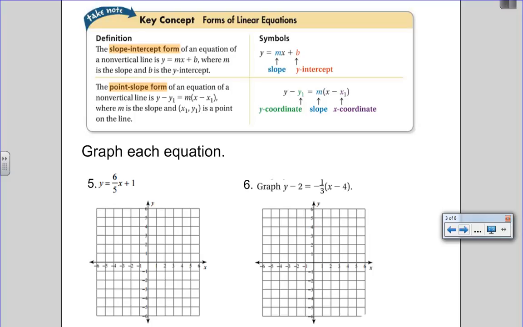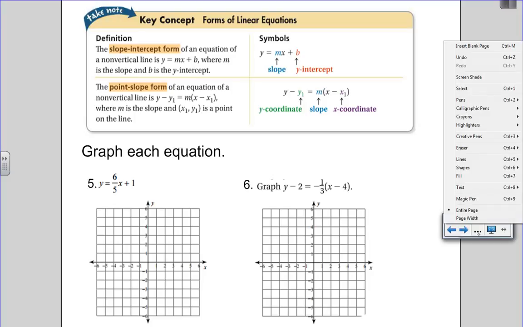Point-slope form is something we use when we're given a point and we're given a slope. We can find the equation by plugging in our x value, our y value, and our slope, simplify it, solve for y, and get our equation. So that's how that one works. That's how that one is useful. I encourage you to do 5 and 6 right now and see how you can do.